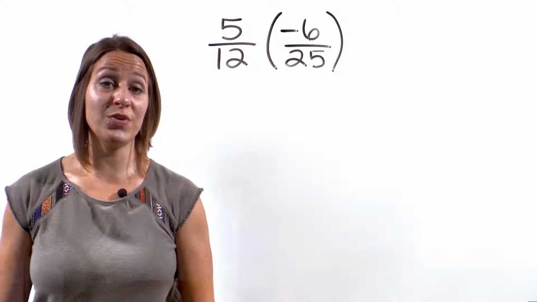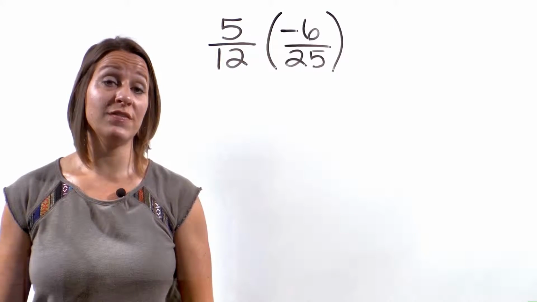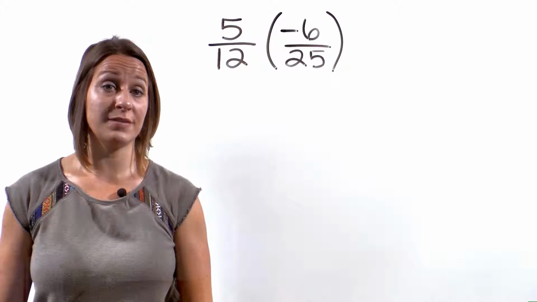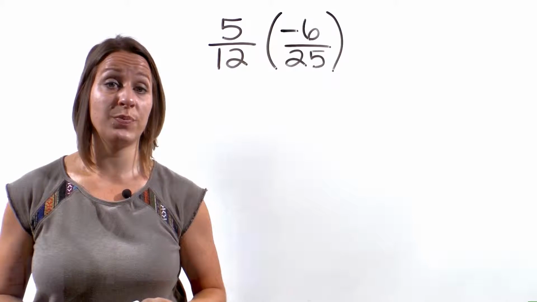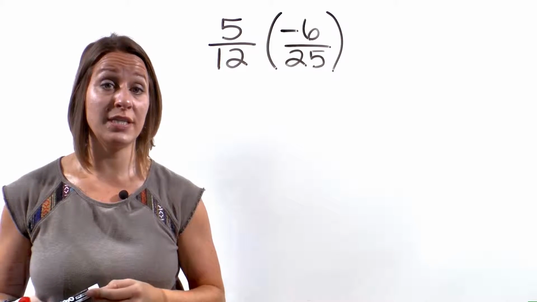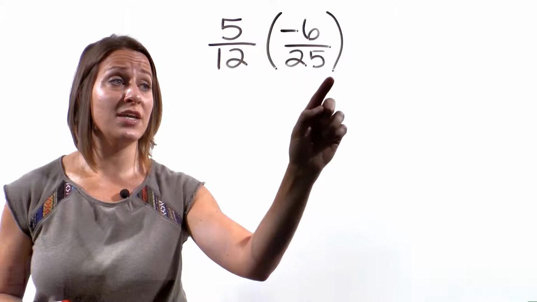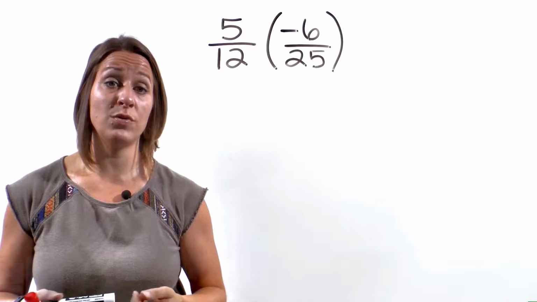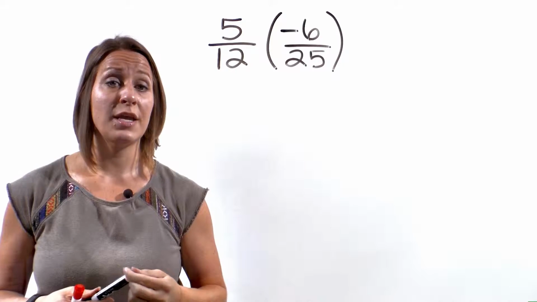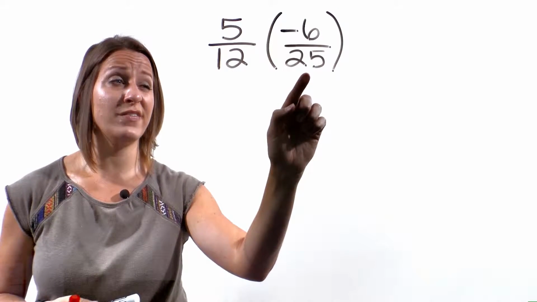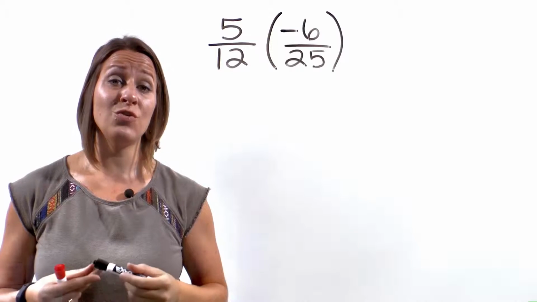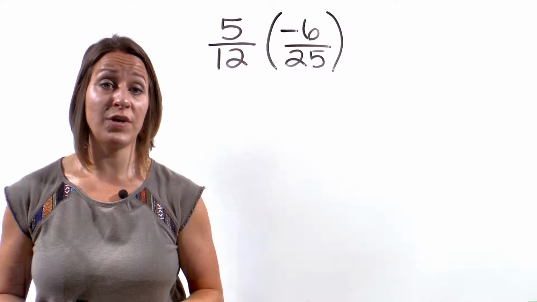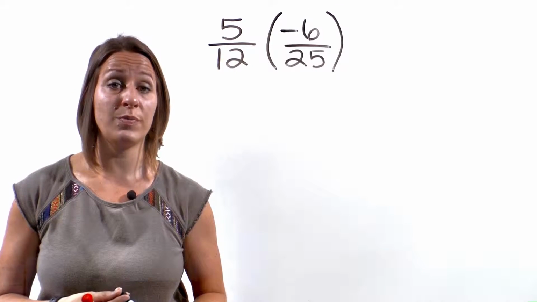Okay, let's work through one more example together. We have the fraction 5/12 times -6/25. Now notice the way this problem is written. Instead of having a multiplication symbol or a dot, we just have the second fraction surrounded in parentheses. That's another way of representing multiplication. Next, because these numbers 12 and 25 are somewhat big and you may not be able to use a calculator to solve this problem, we're going to simplify these fractions first and then we'll multiply.